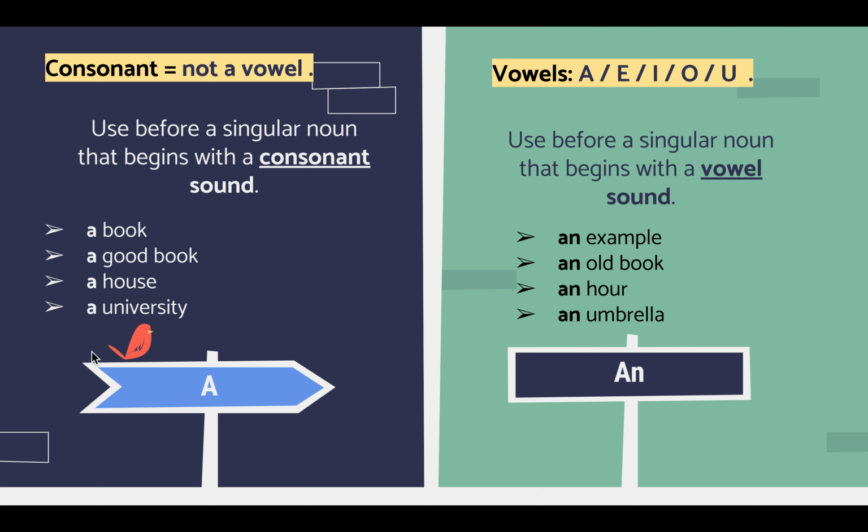And the last one, this is kind of tricky too, because we have a U here that uses an, but we have a U here that uses a. Notice the difference in the sounds though. A university, an umbrella. So this is a consonant sound and this is a vowel sound. Let's dive a little bit deeper into those unusual letters.